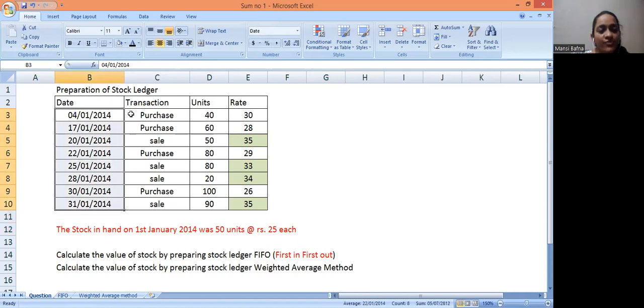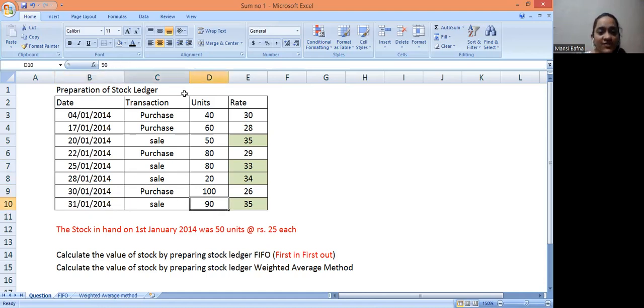That is, on 4th of January, we have purchased 40 units at the rate rupees 30 each. Again, on 17th of January, we have purchased 60 units at the rate rupees 28 each. Then on 20th of January, we have a sale transaction of 50 units for rupees 35 each. Then on 22nd, again we are purchasing 80 units. On 25th and 28th, we are selling 80 and 20 units respectively. And on 30th, we are again purchasing 100 units, and on 31st, we are selling 90 units.